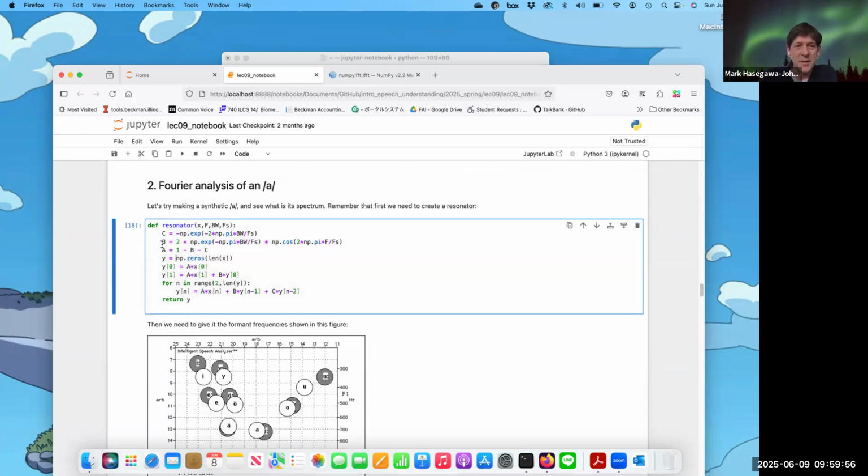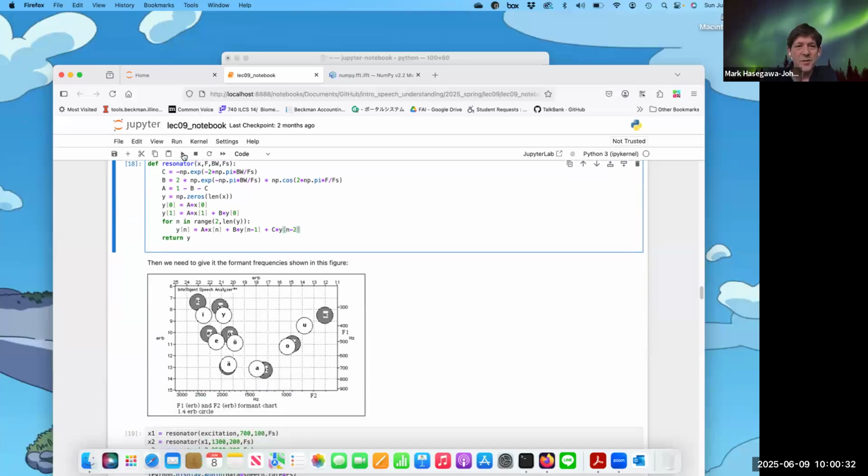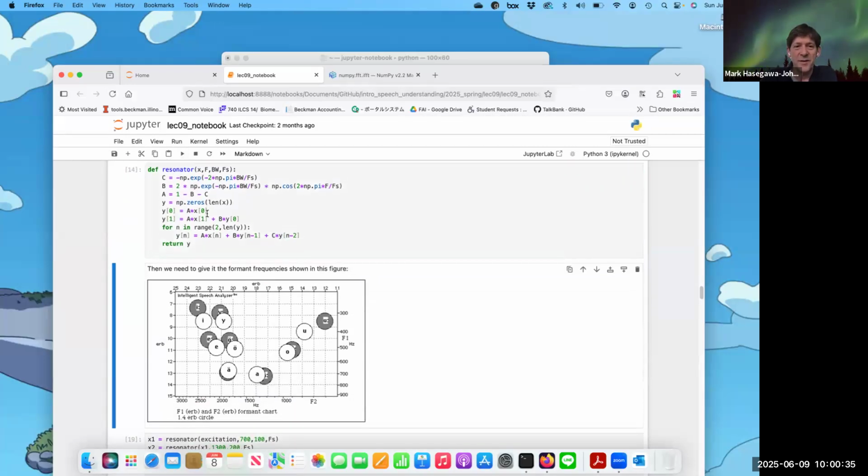Here's that resonator again. So C is equal to the negative exponential of 2 pi times the bandwidth over Fs. And B is equal to 2 times e to the minus pi bandwidth over Fs times the cosine of 2 pi f over Fs, where f is the formant frequency and BW is the formant bandwidth. And then A is just 1 minus B minus C. And we add together each sample: y of n is A times the input plus B times the previous output plus C times the second previous output, right? If I run this code, it will just define the resonator function.